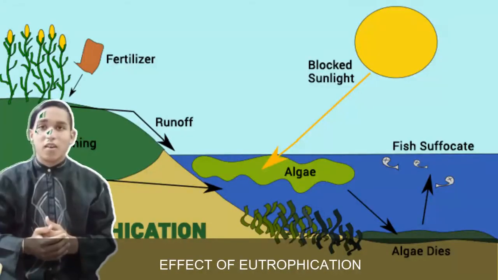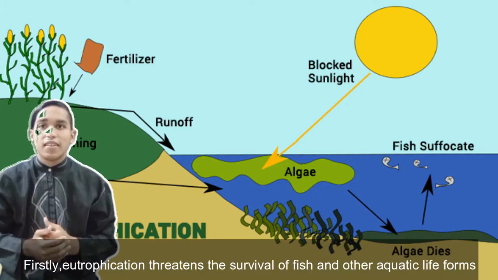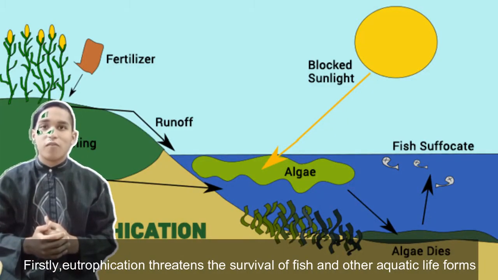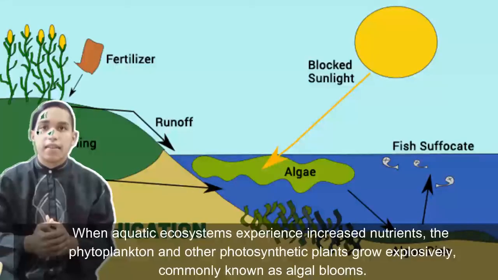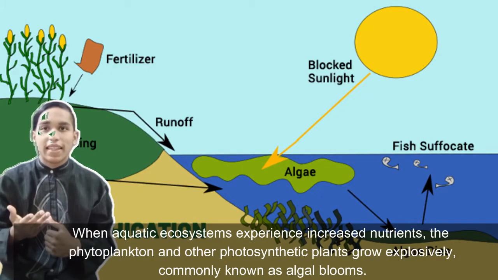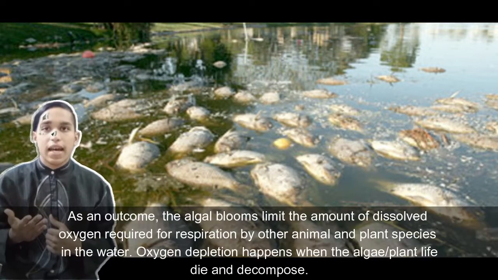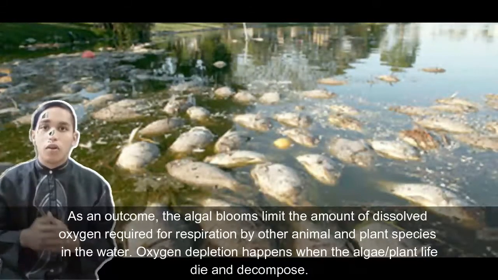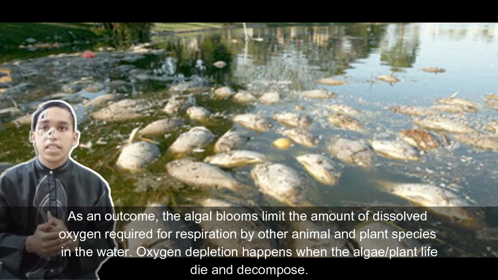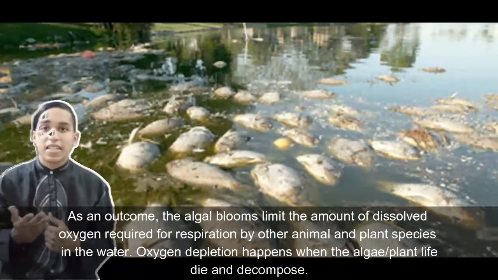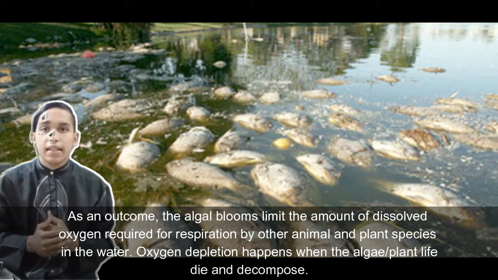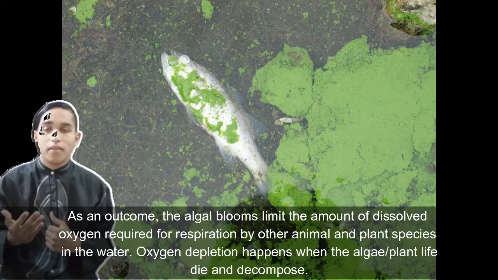So there are some effects of eutrophication. Firstly, eutrophication threatens the survival of fish and other aquatic life forms. When aquatic ecosystems experience increased nutrients, the phytoplankton and other photosynthetic plants grow explosively, commonly known as algal blooms. As an outcome, the algal blooms limit the amount of dissolved oxygen required for respiration by other animal and plant species in the water. Oxygen depletion happens when the algae plant life die and decompose.